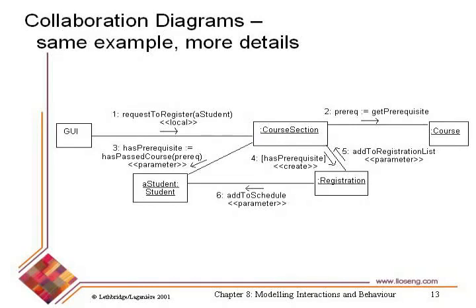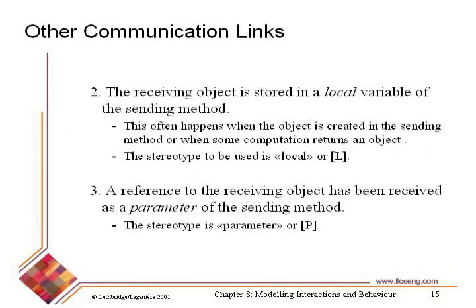Jumping forward to slide 15, could be a local variable. That's clear enough. If an object has a local variable in its hands, it can then send a message to that local variable. And if it's got a parameter that was passed to it when something was invoked on it, it can then send a message to that parameter. So there's a little bit more information about the communication links we see on these collaboration diagrams. Questions? Okay.